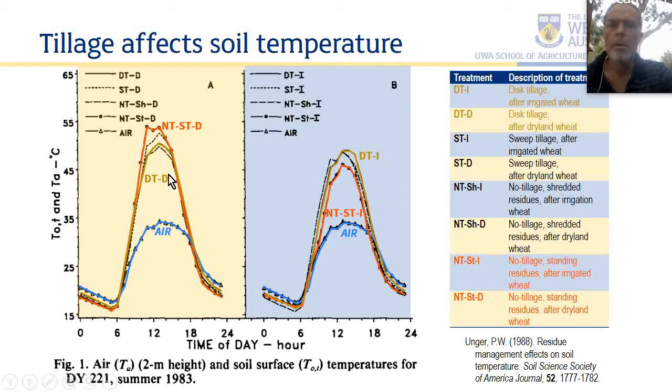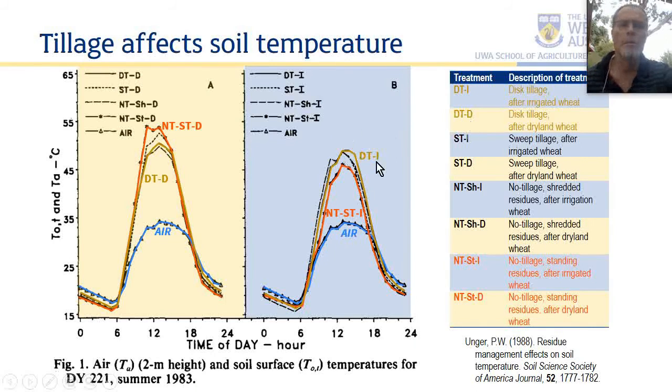In the no-till soil, in scenario A, we're getting soil temperatures up around 55 degrees, and about 50 degrees for the disc tillage, so warmer soils in the no-till. That's not always the case though. In scenario B, again, you'd have to look at the original paper for what the scenarios are, the soil is again hotter than the air, but the order is reversed.